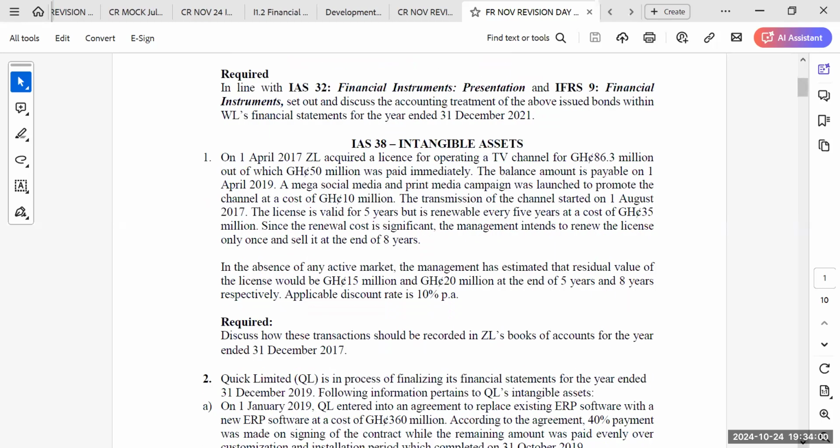Know that for intangible assets, we measure residual value in relation to an active market, and also if there's a committed buyer, someone who is committed to purchase the item.